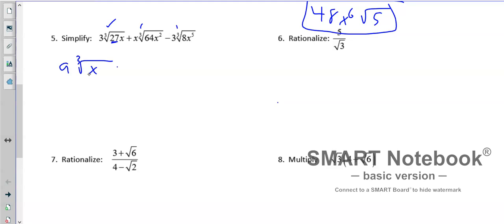All right? Plus 64, also a perfect cube. So the 4 is going to come out. There was a 1 here, so 1 times 4 is 4. X cubed, sorry, just the x is right there. And then the x squared, there's not enough x's to come out, so it's stuck inside. Minus the cube root of 8 is 2, times the 3 is 6.